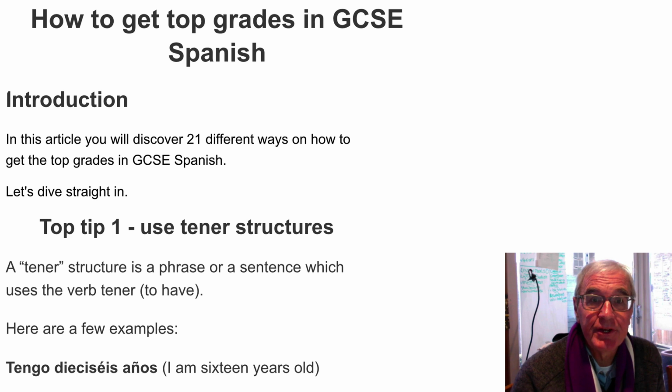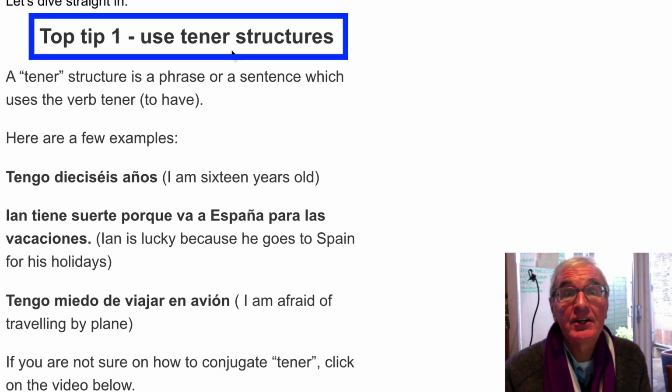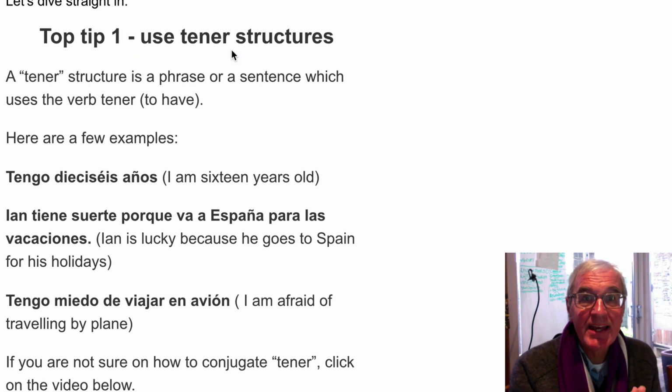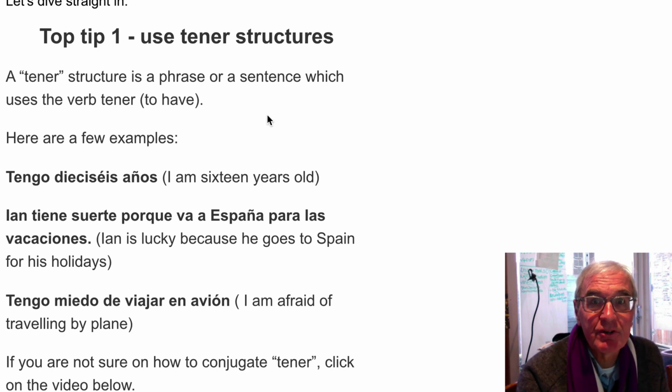In this short video, I'm going to be telling you how to get top grades in GCSE Spanish. And with that said, let's dive in straight away. Now, my top tip number one is using tener structures. So a tener structure is a sentence or a phrase that uses the verb tener. Now, you've been using the tener structures since you started learning Spanish, and here's an example.